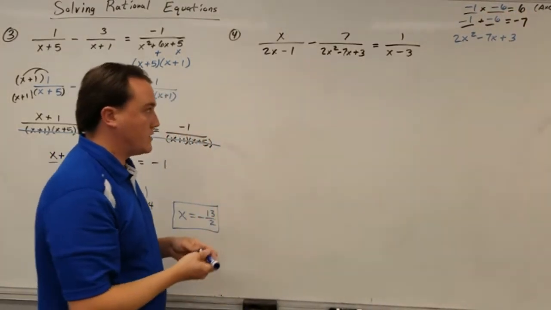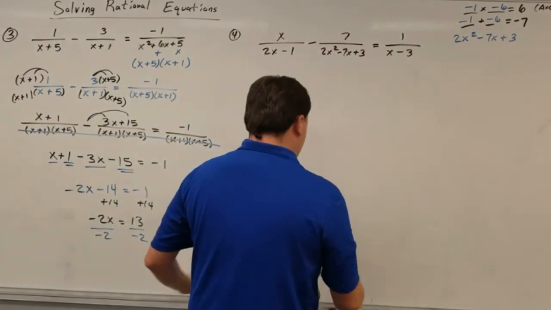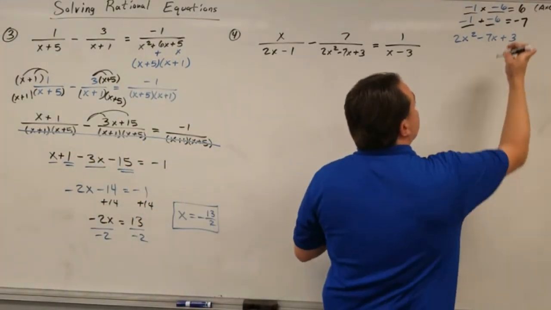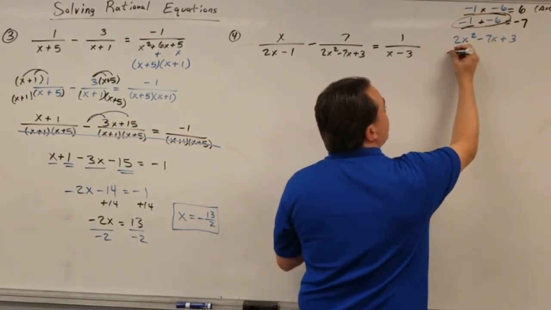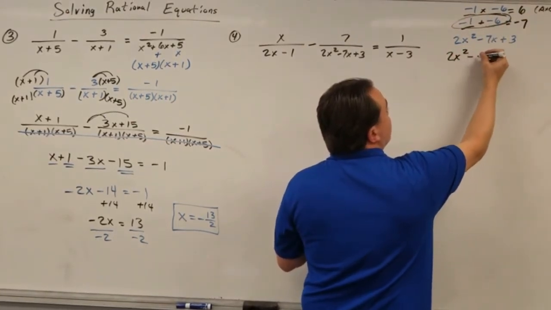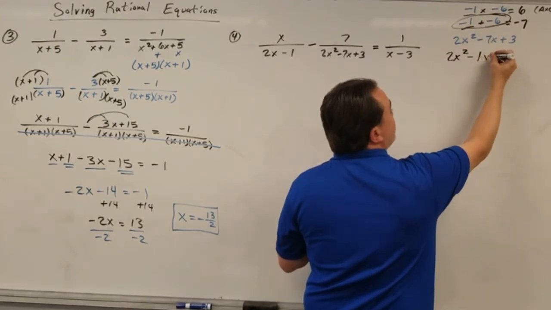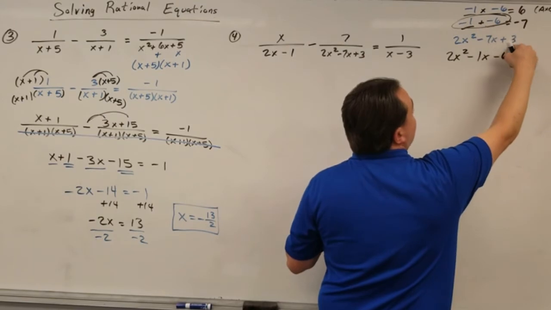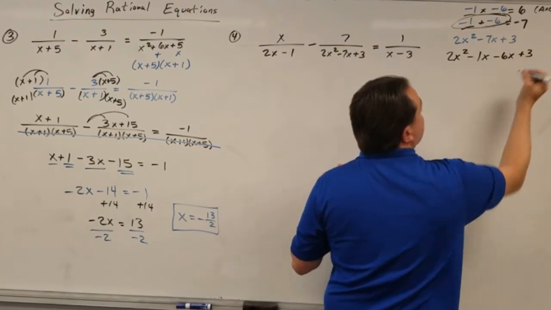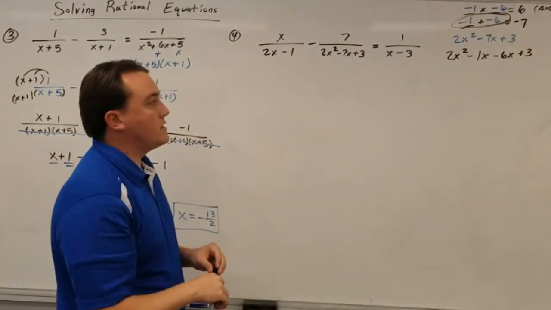Okay, now we can factor it. So these two numbers that you find, replace the middle term. So we have 2x squared minus 1x, and you can write the 1 if you want, you don't have to, minus 6x plus 3. Then we factor by grouping.